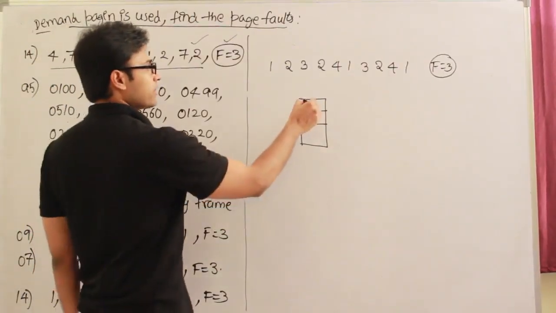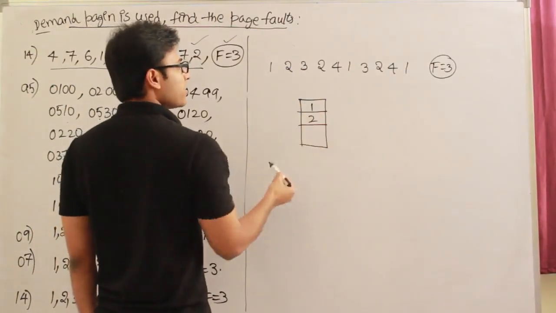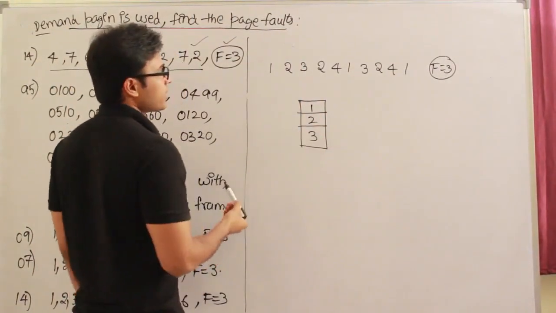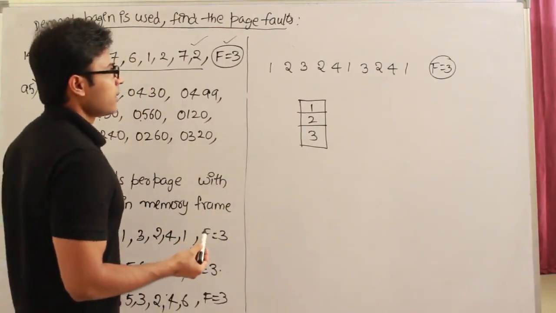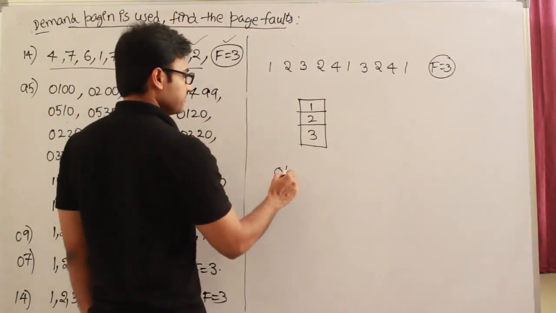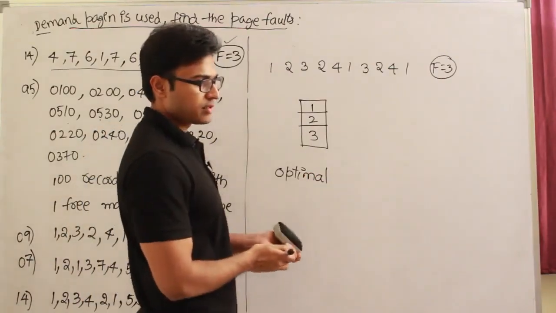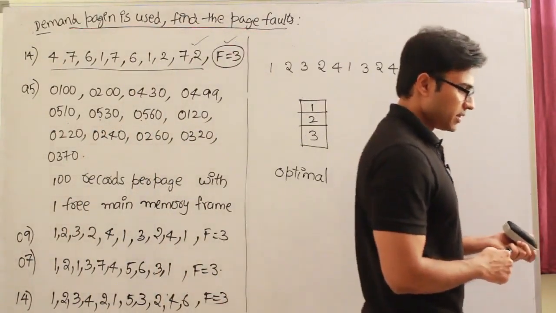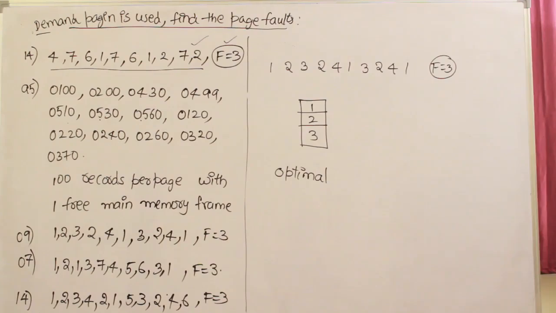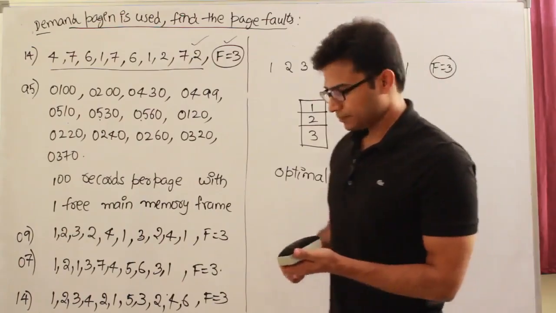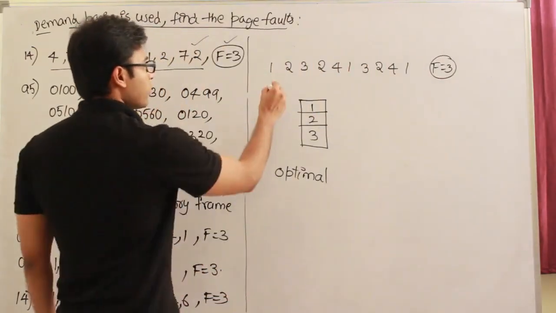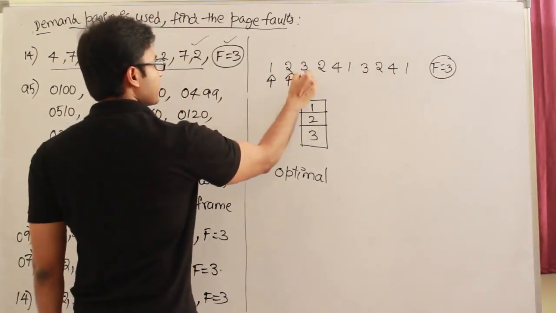Now 1 is not there, so load it. 2 is not there, load it. 3 is not there, so load it. And now we are using optimal. When we are using optimal, whenever there is a miss, what are we going to replace? We will be replacing the one which will not be used for the longest. So now 1 is done, 2 is done, 3 is done.